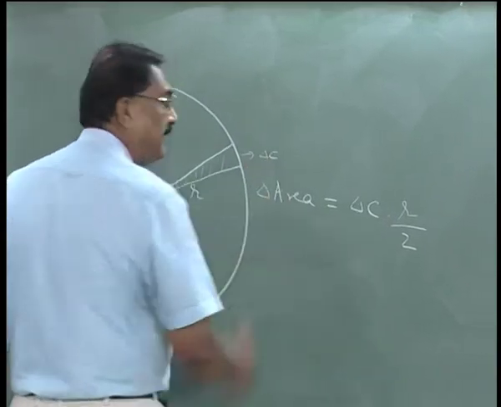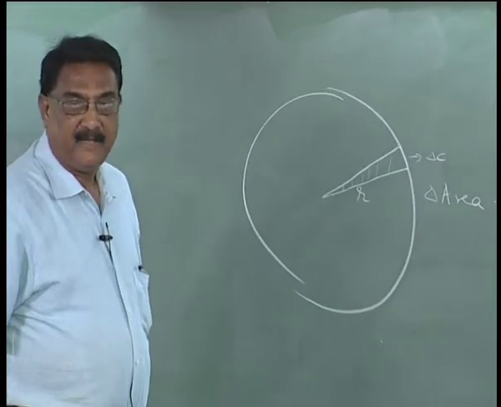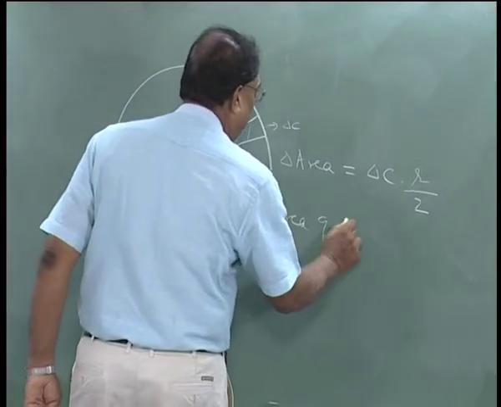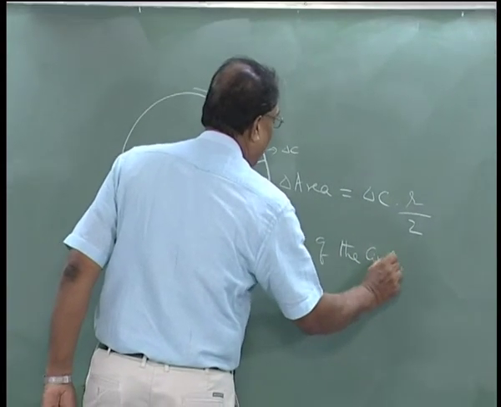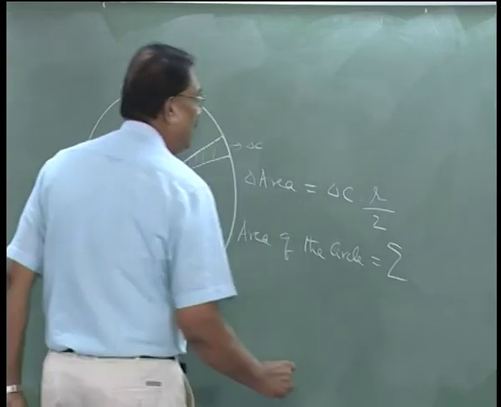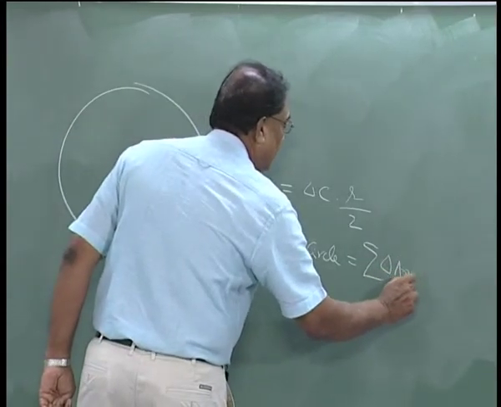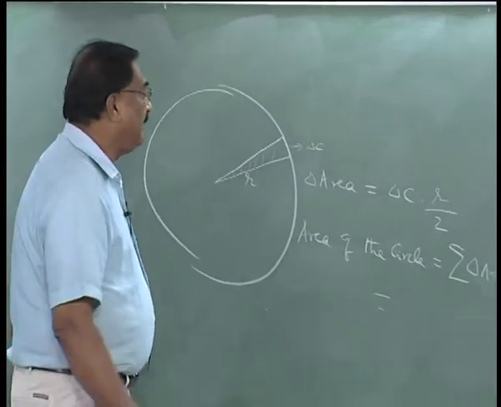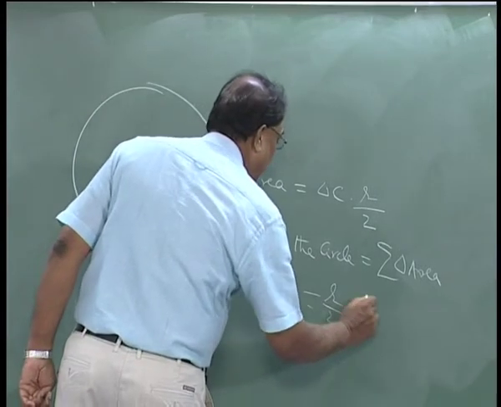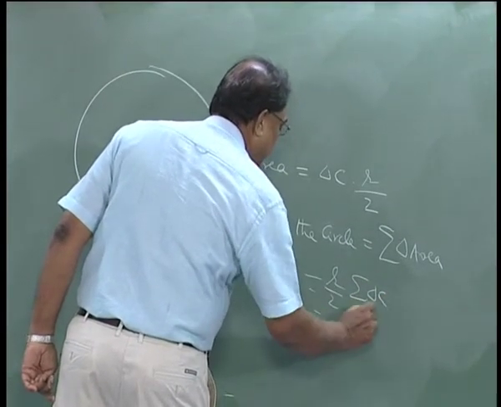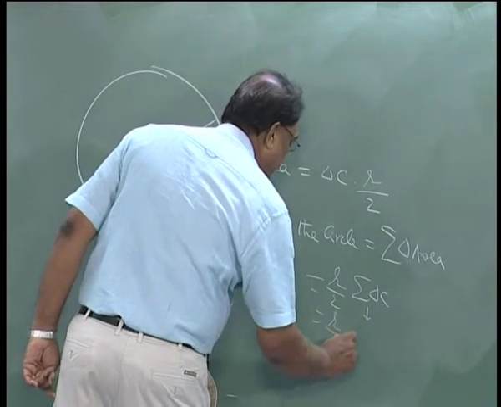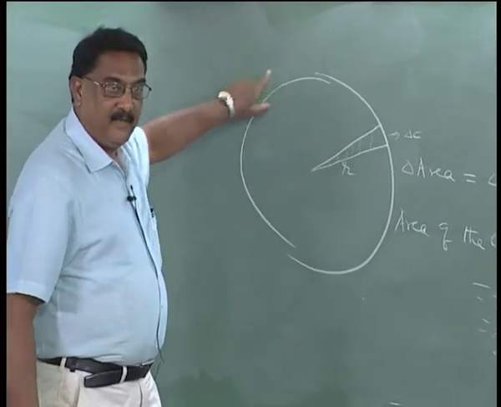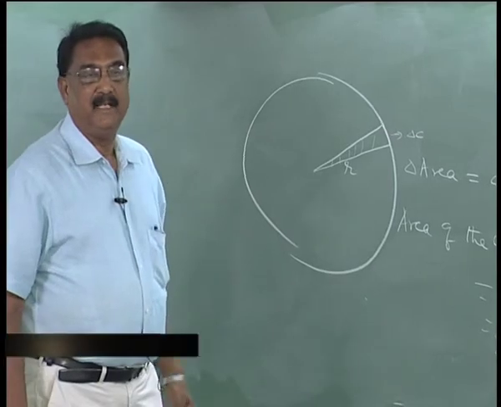So, this is the delta area, that is the area of the segment, and the area of the circle is equal to the sum over all these segments. When you sum over all these segments, r by 2 anyway will be constant, since the radius is the same, so that will come out, and sigma delta c is essentially the circumference. So, r by 2 into circumference, isn't it? Because you are going over the whole circle when you are measuring the whole area.